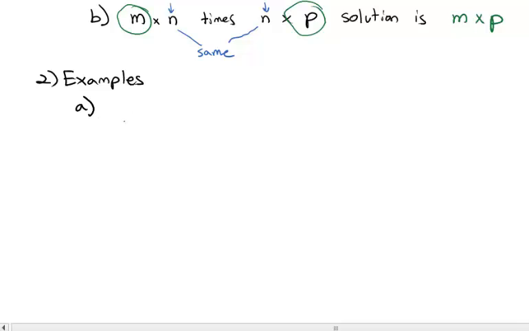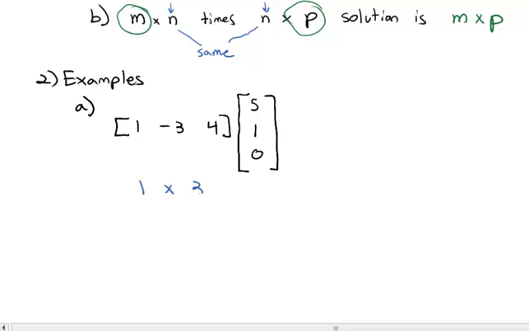So really basic case, we're going to take a row matrix of 1, -3, 4. So one row, 3 columns, times the column matrix of 5, 1, 0. And now what I want to notice with the dimensions, there is 1 row by 3 columns in the first matrix, and the second matrix has 3 rows by 1 column. Notice the center numbers are the same. The solution is going to be the outside. It's going to be a 1 by 1 matrix for our solution.